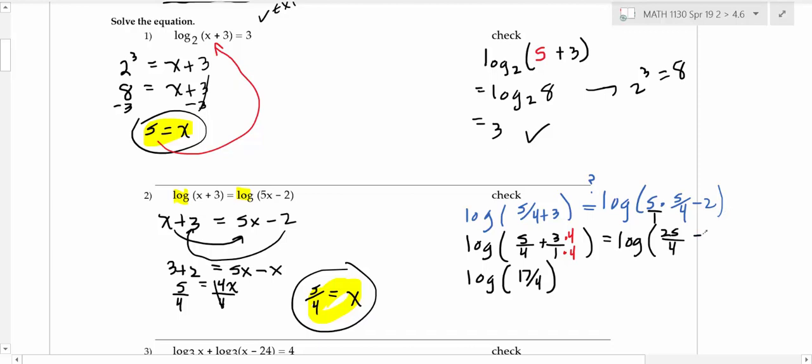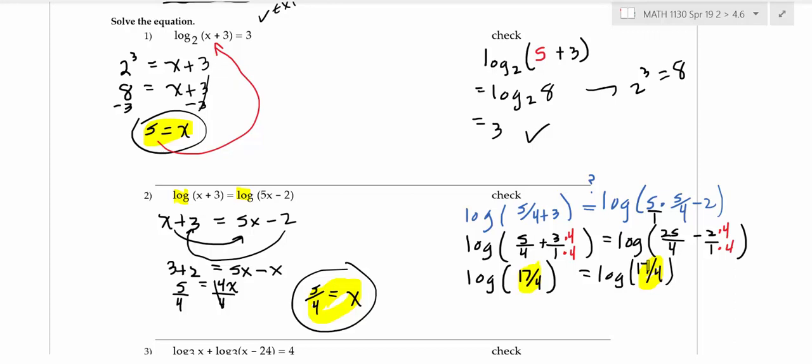Okay, then I can put the 2/1, and again get a common denominator. Okay, so now if you do this, notice you're going to get 25 minus 8 now. So you're also going to get the log of 17/4. So really all that you had to do on this problem is just verify that 5/4 works on that equation, x plus 3, 5x minus 2. Okay, and that's it. You can use a calculator to assist you with these kinds of things too when you're checking. Okay, any problems so far?